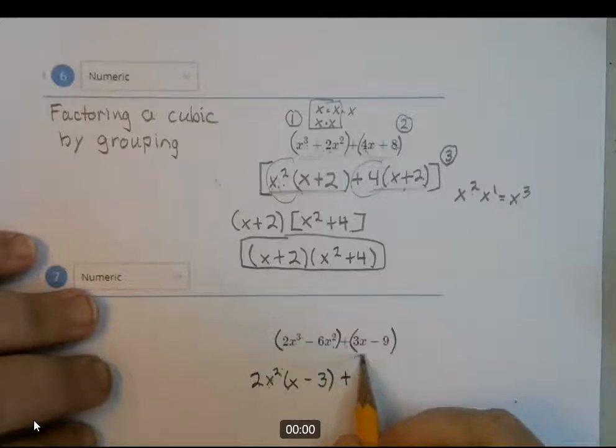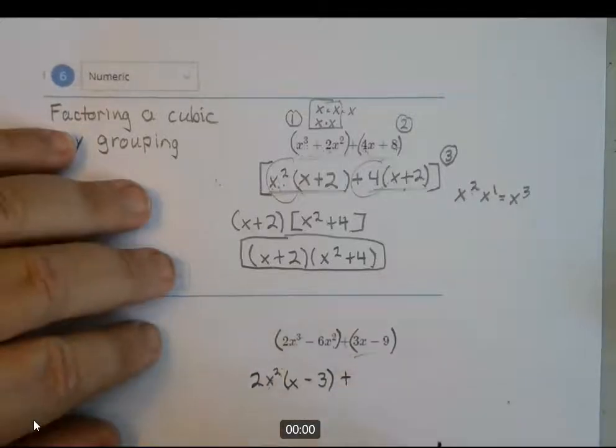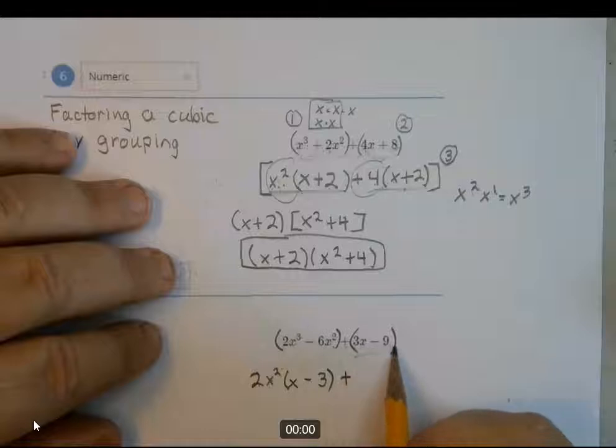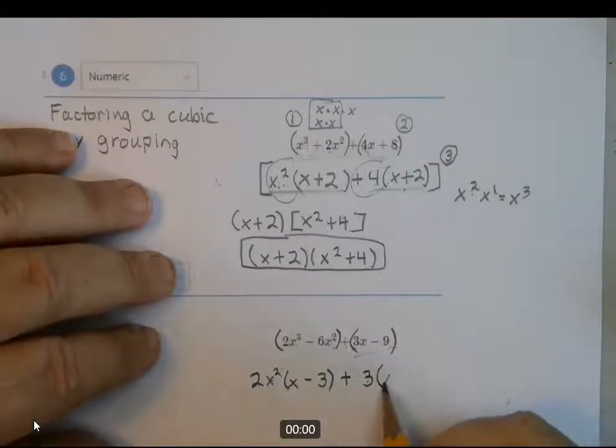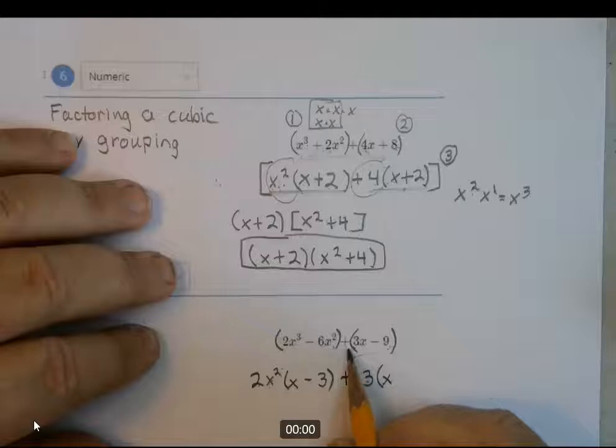Now we're going to do the same thing on this one. It looks a lot easier. So what will come out of this? What's the largest number that goes into 3 and 9? That would be 3. There's no x here, so you can't factor out any x's. So 3 times what gives you 3x? 3 times x. And 3 times what gives you negative 9? That would have to be negative 3.